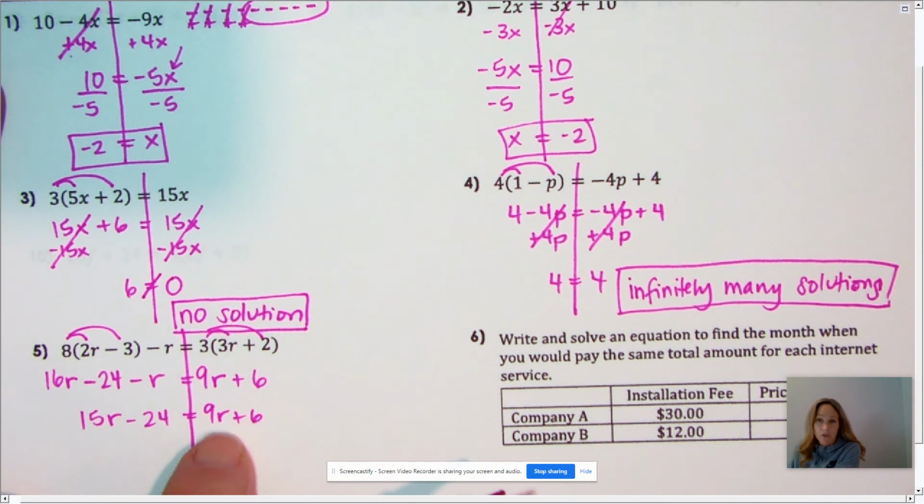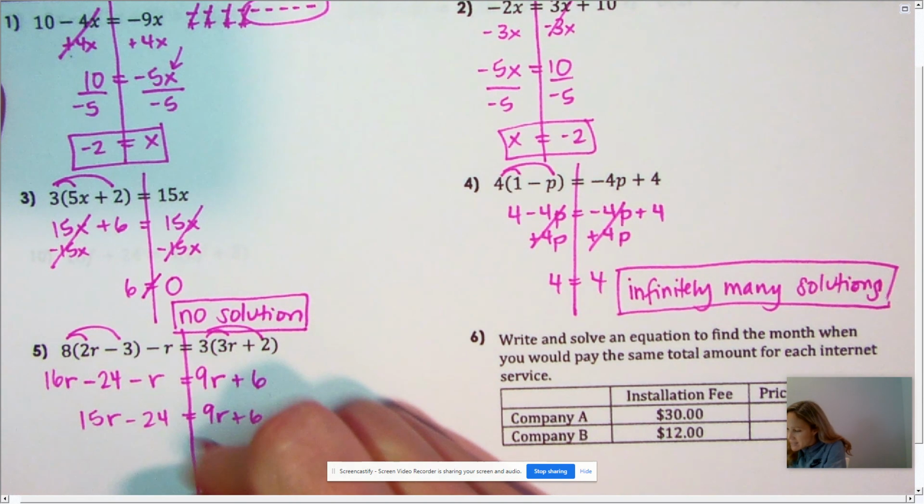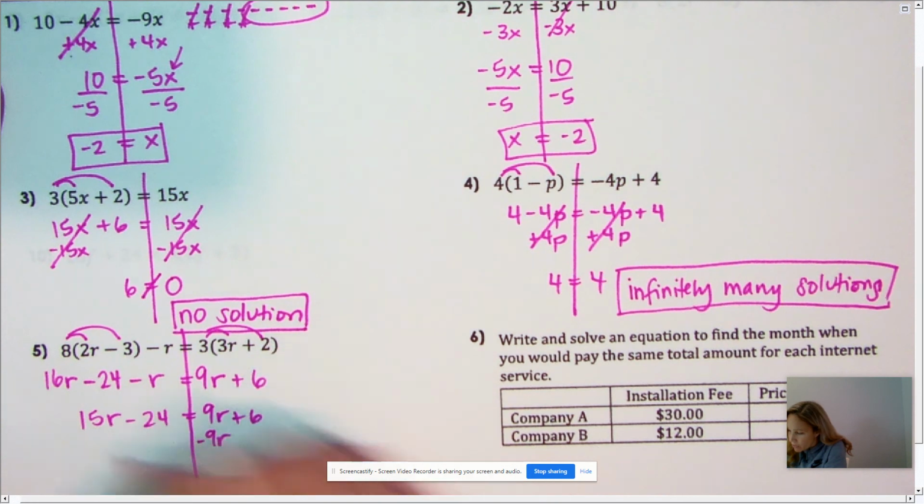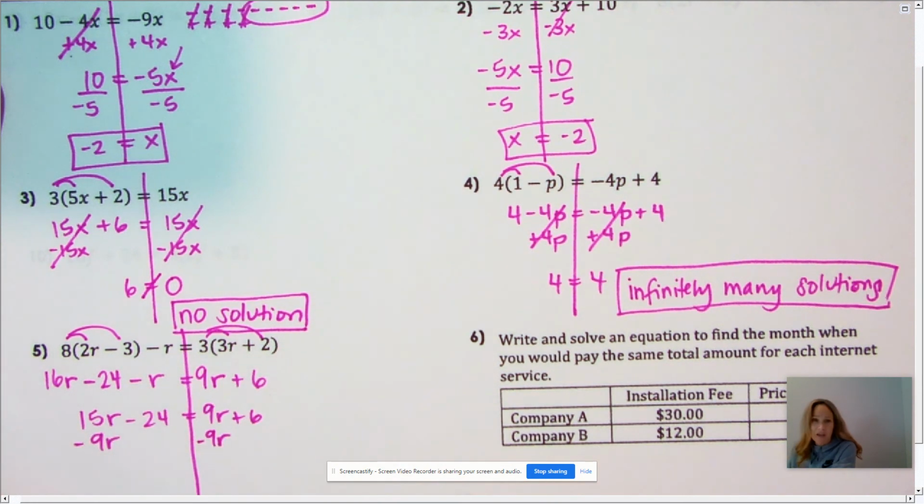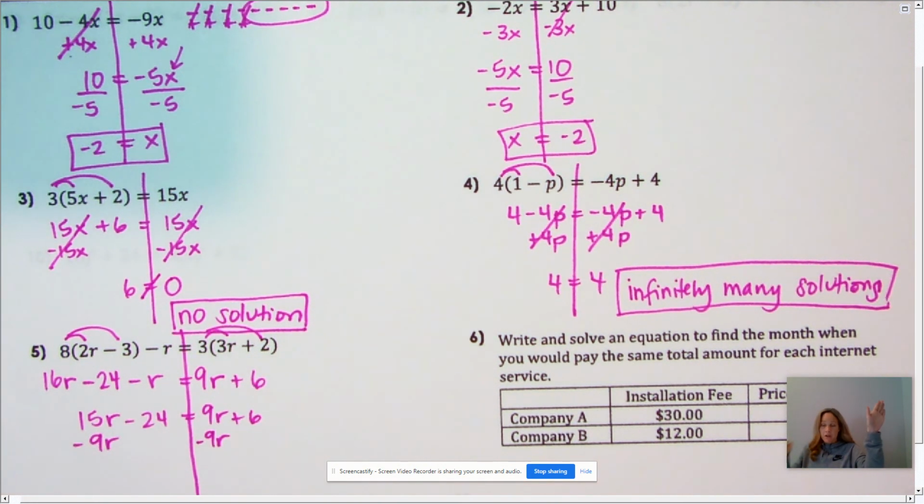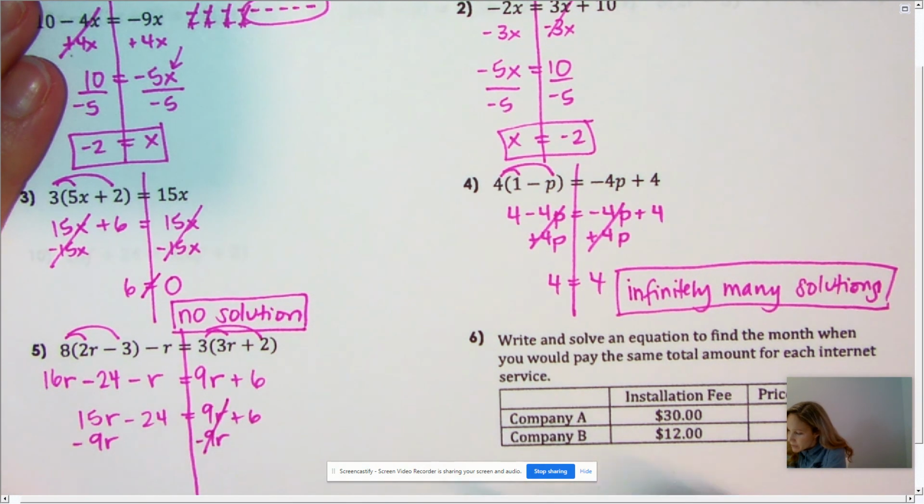So I'm going to go after the one that has fewer. So I'm going to go minus 9r to cancel those ones out. Well, I have to do the same thing on the other side. So if I have 15 r's and 9 r's and I pull away 9 from both sides, there's no more on this side over here.